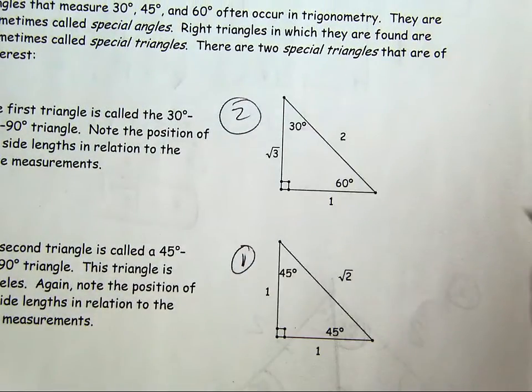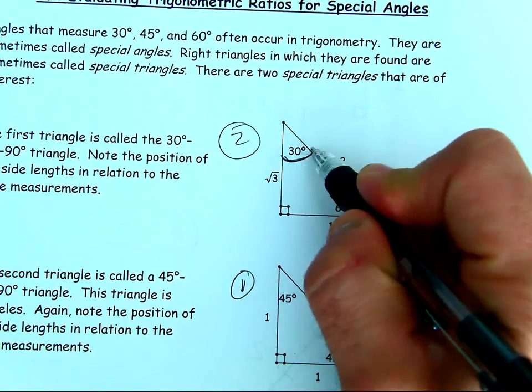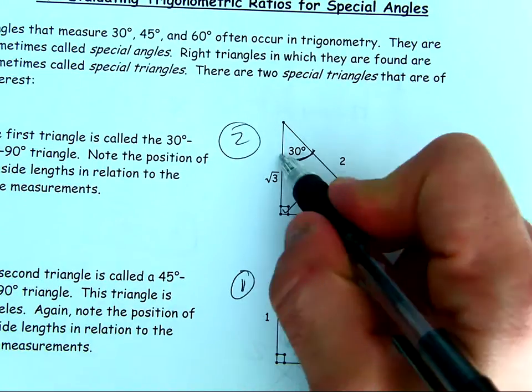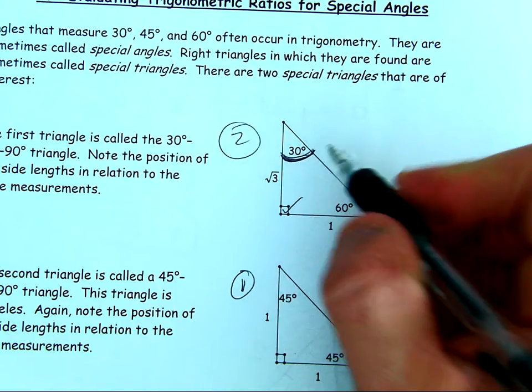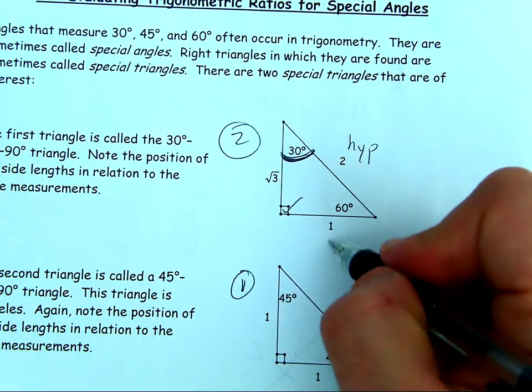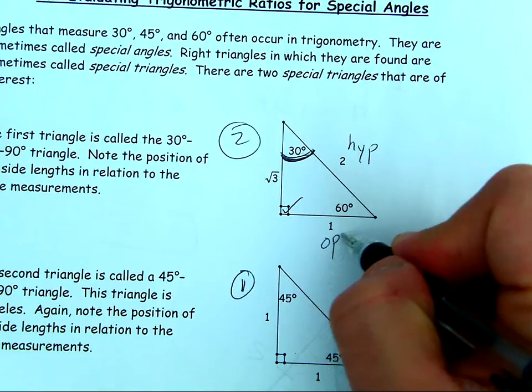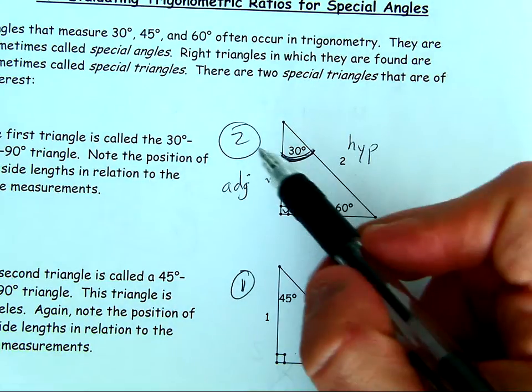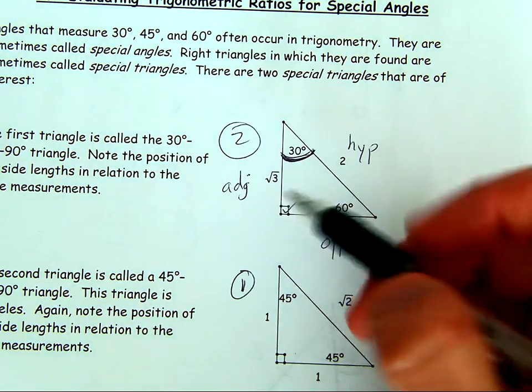First, I'll start off with 30 degrees. So I'm going to first find my 30-degree triangle. This is 30 degrees. Now, this is a 90-degree triangle, so I can use SOHCAHTOA. According to my 30-degree angle, this is the hypotenuse, this is the opposite, and this is the adjacent. So according to 30 degrees: hypotenuse, opposite, and adjacent.